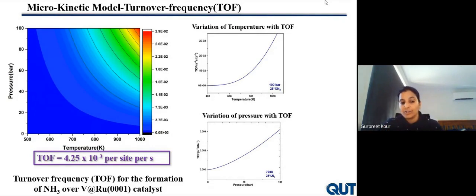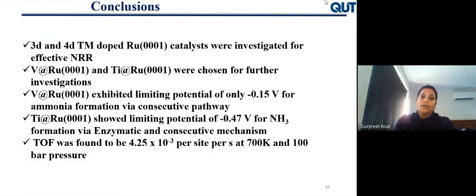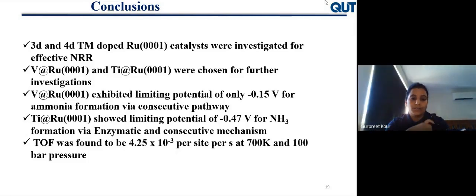And with the increase in pressure, the molecules will be close enough so they can interact and get converted to ammonia. So here are the conclusions for my work. We investigated the potential of various 3D and 4D transition metal doped ruthenium 001 for the nitrogen fixation process. Here we selected vanadium doped ruthenium and titanium doped ruthenium for further investigations, depending on the various selection criteria.